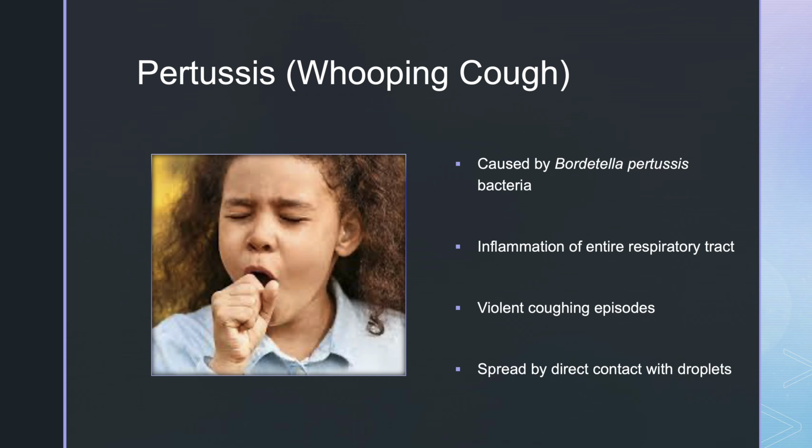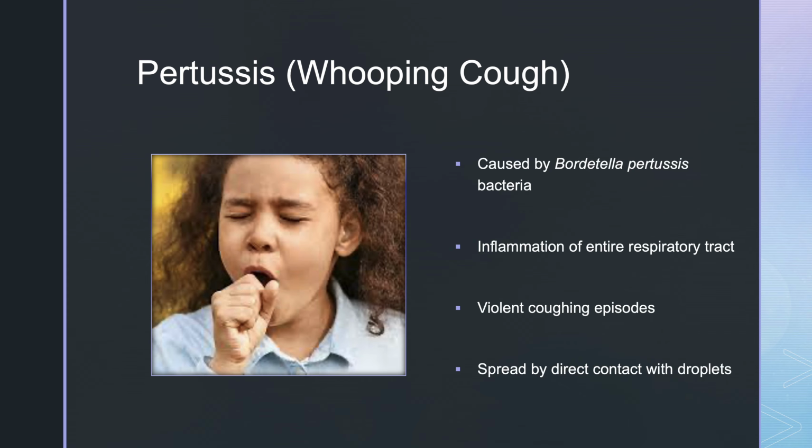Then we've got pertussis, or whooping cough, a bacterial infection causing inflammation of your entire respiratory tract, causing violent coughing episodes and that telltale whooping sound from the cough. Very contagious, easily spread through droplets. When you've got 18 coughing kids in a classroom, someone's going to get it. There are vaccines for pertussis.